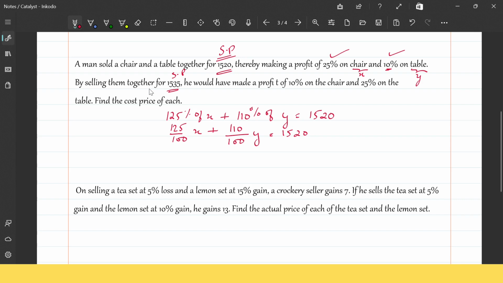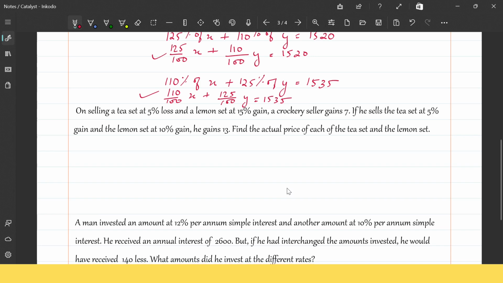1520. Next, by selling them together for 1535, he would have made a profit of 10% on the chair and 25% on the table. 10% on the chair means 110% of X, plus 25% on the table means 125% of Y. This will be equal to 1535. Now if I translate this into an equation, it will be 110 by 100 X plus 125 by 100 Y equal to 1535. So these are the two equations. This is the first equation, this is the second equation. See, as you proceed forward, you will feel that the problems are becoming easier for you.